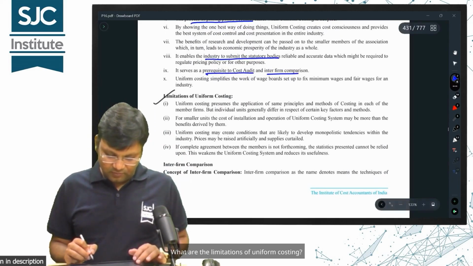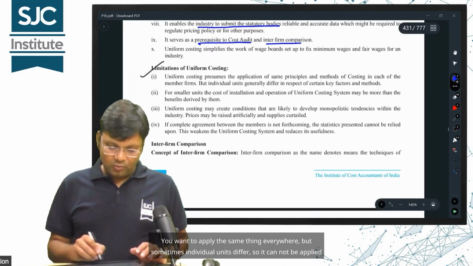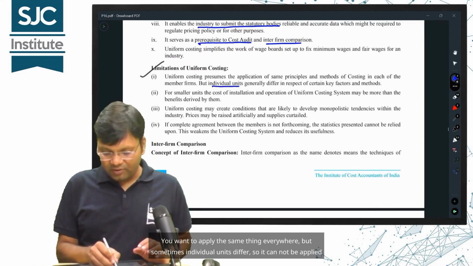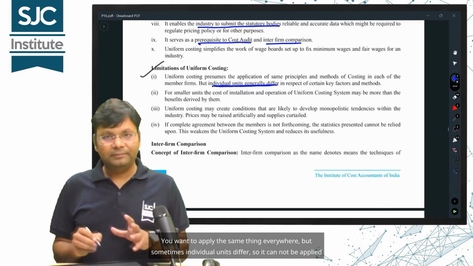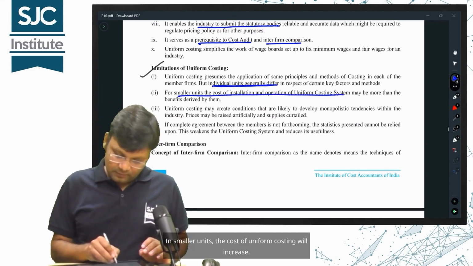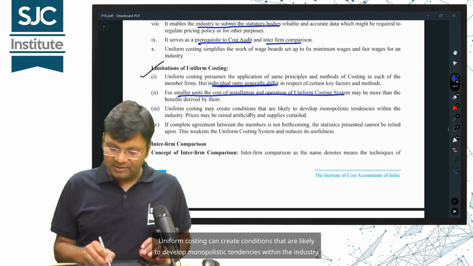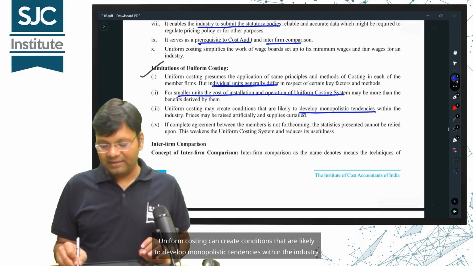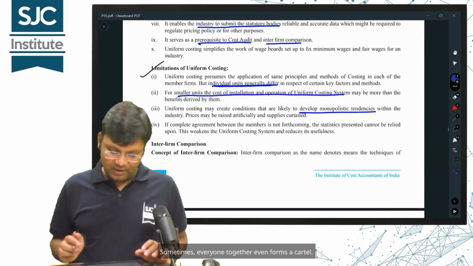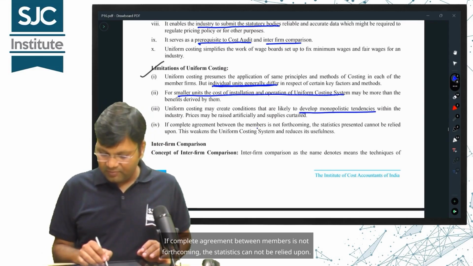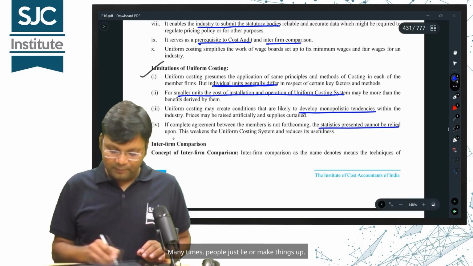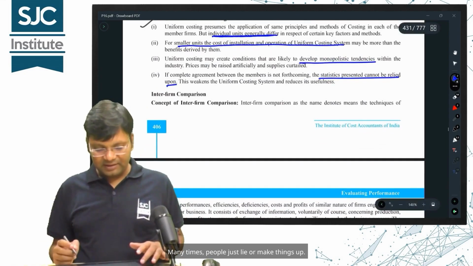What are the limitations of uniform costing? You want to apply the same thing everywhere, but sometimes individual units differ, so it cannot be applied there. In smaller units, the cost of uniform costing will increase. Uniform costing can create conditions that are likely to develop monopolistic tendencies within the industry. Sometimes, everyone together even forms a cartel. If complete agreement between members is not forthcoming, the statistics cannot be relied upon. Many times, people just lie or make things up.